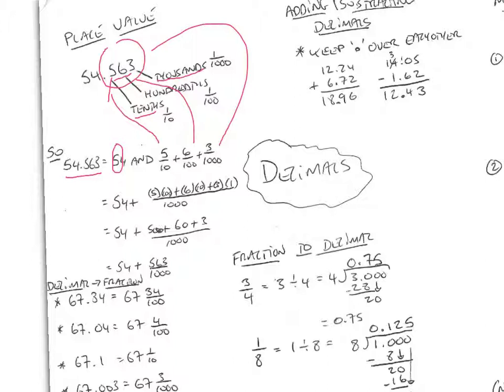And if we were to add 5 tenths plus 6 hundredths plus 3 thousandths as three fractions, then we would get 54 plus 500 plus 60 plus 3 all over 1,000, 1,000 being the lowest common multiple of 10, 100 and 1,000, and that would give us 54 plus 563 thousandths.